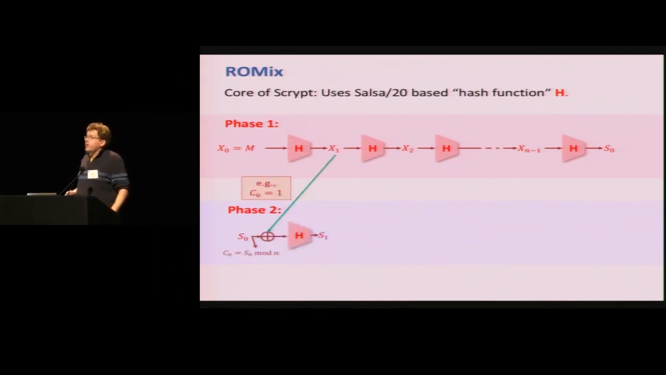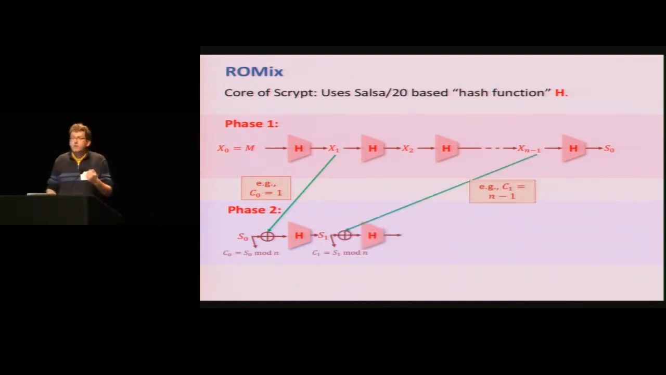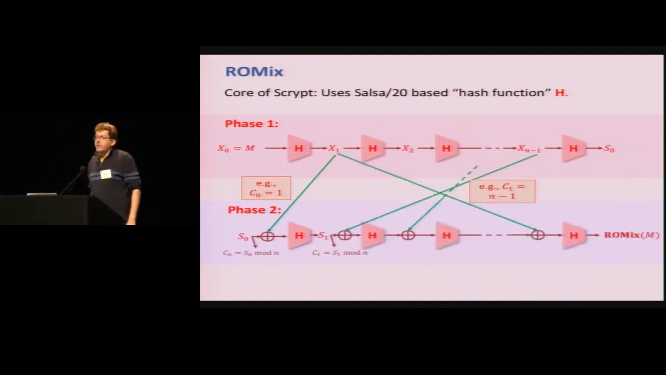So you're going to take that value, and now you're going to XOR it into the state, apply the hash function again, and then you get the next state. And so you can go on like this. You're going to do the same thing to the next state, derive an index, say in this case by accident it is the last one, take that value, XOR it into the state, and go on until you get the final output.